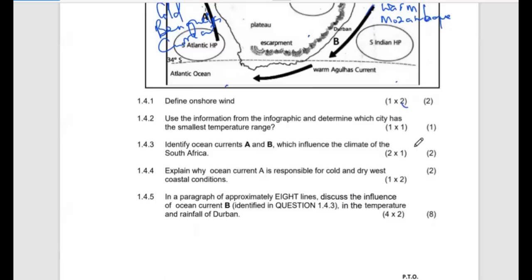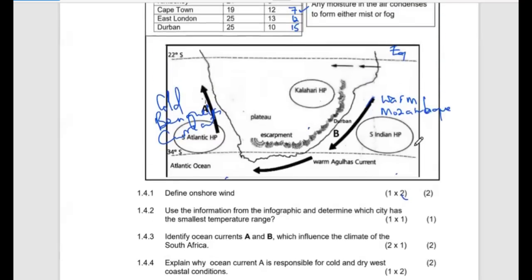Explain why ocean current A is responsible for cold and dry west coastal conditions. For cold, we are saying the ocean current comes from the cold polar region, and hence it brings in cold conditions to the west. Because it's cold, it's coming from the cold polar region, it's coming from the south here. So it's cold, it brings with it cold conditions on the west.